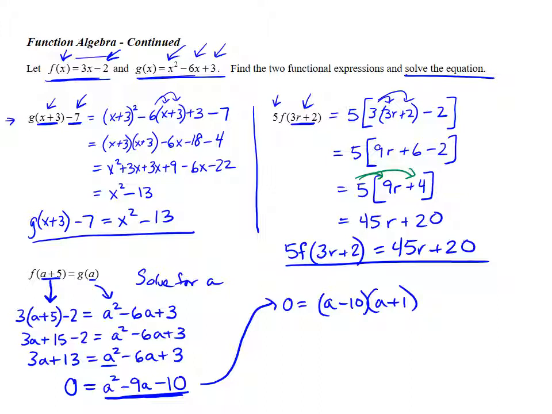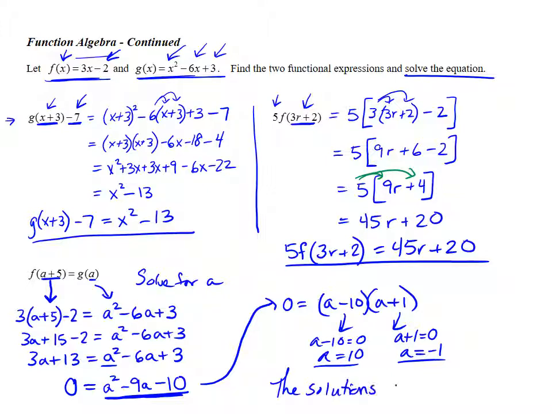You can double check that factorization. And then we can set each of these factors equal to 0 to solve. So a is 10, and then a plus 1 equals 0 results in a equal to negative 1. So we actually get two solutions. The solutions are negative 1 and 10 here.